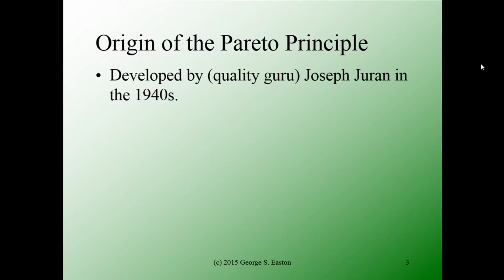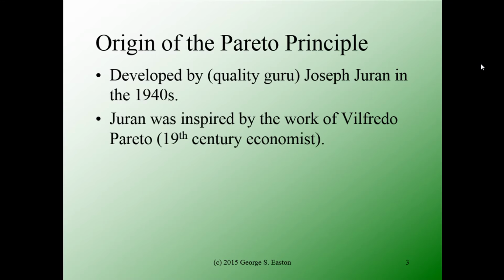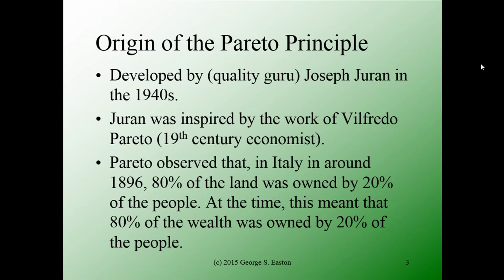The Pareto Principle was developed by the quality guru Joseph Juran in the 1940s, so it's been around a long time. And Juran was basically inspired by the work of Pareto, a 19th century economist. And what Pareto had observed is that in Italy, around the end of the 1800s, about 80% of the land was owned by about 20% of the people. So what that meant at the time is that about 80% of the wealth in the country was owned by 20% of the people.